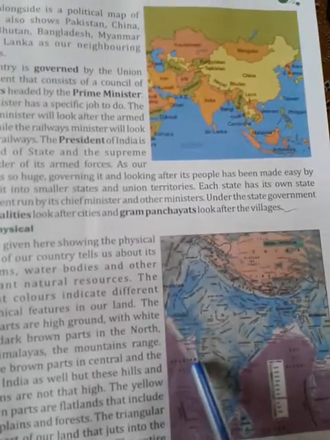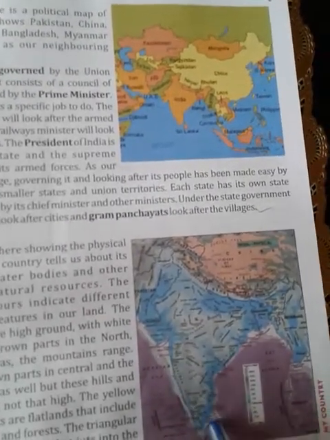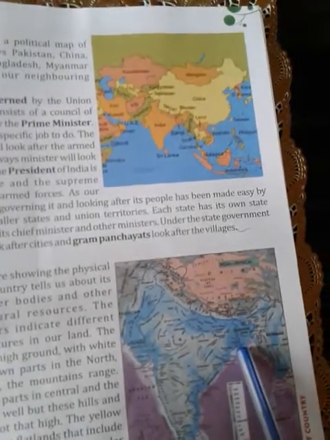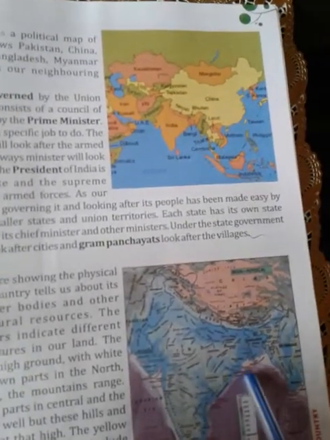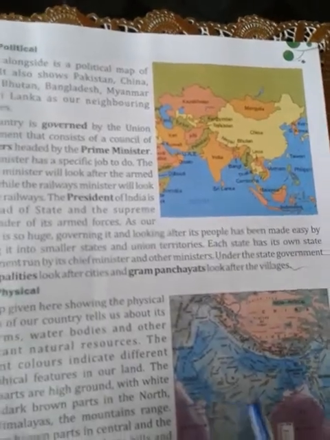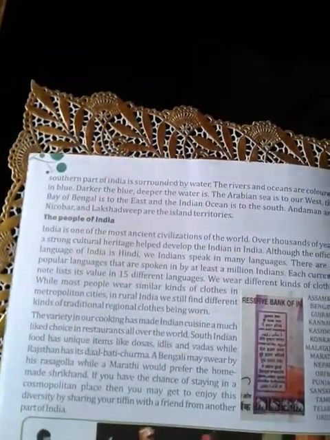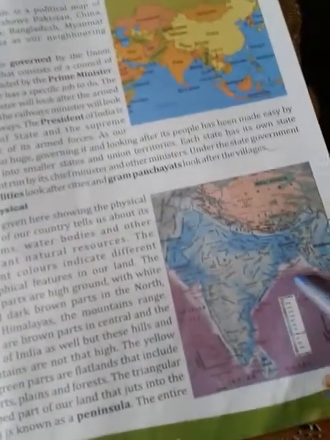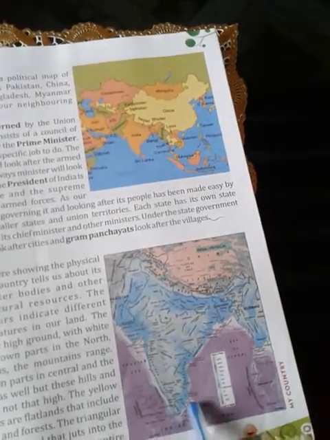And this triangular shape of India's map, you can see in the map, this triangular land juts into the sea, and this land is called the peninsula. The entire southern part of India is called the peninsula. The entire southern part of India is surrounded by water bodies.